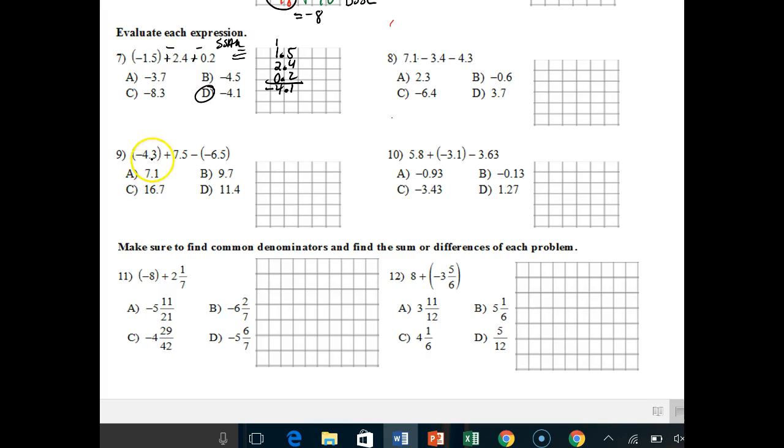Number 9, negative 4.3 plus 7.5 plus positive 6.5. Again, the only thing you can change are minus signs and then the sign directly after it.